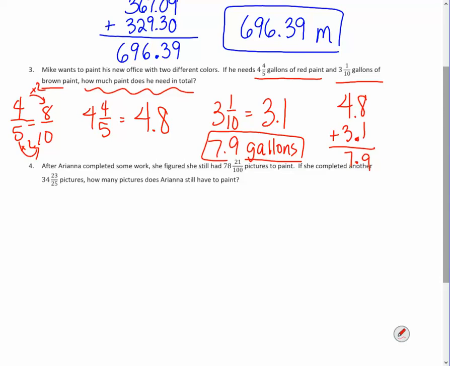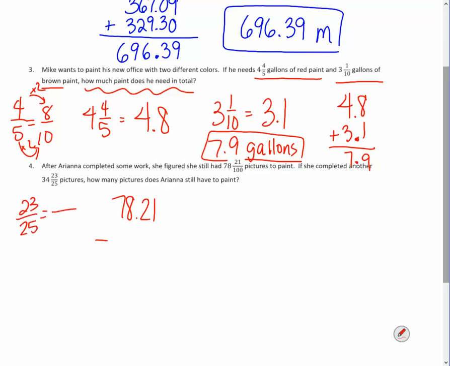All right, so anyway, 78 and 21 hundredths is already in the form we need it to be, to just write it down like this, because we would read the decimal 78 and 21 hundredths, and we would read that fraction written in the word problem as 21 hundredths. So that's mathematically equivalent. It says if she completed another 34 and 23/25 pictures, how many pictures does she still have to paint? So we want to find the difference between these two, so we're going to subtract, but I need to know this number. So 23 out of 25.